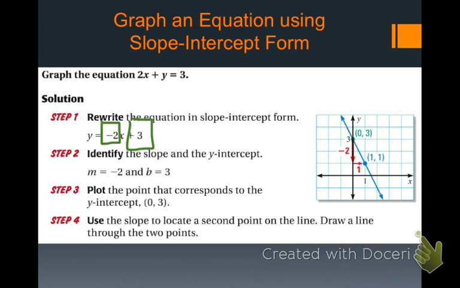So since I know that the y-intercept is 3, that means it has to cross the y-axis at positive 3. So I can plot the point at (0, 3), and then use the slope to find a second point and draw a line through both points. Remember, you only need 2 points to graph a line. So knowing that my slope is negative 2, I can count down 2 and to the right 1 to find my second point, and then connect them to graph the line.